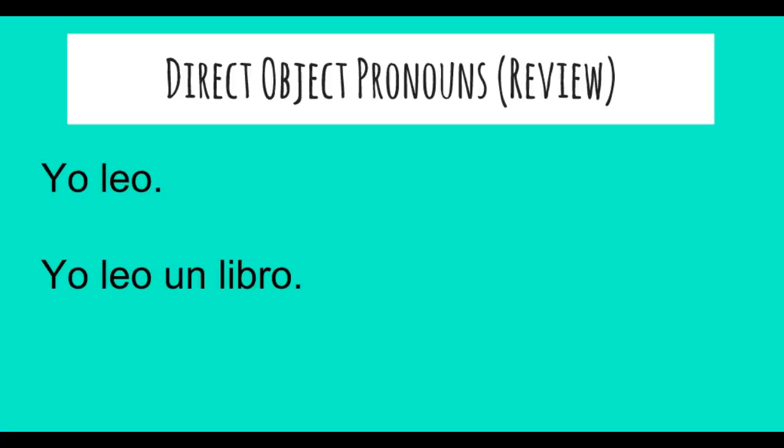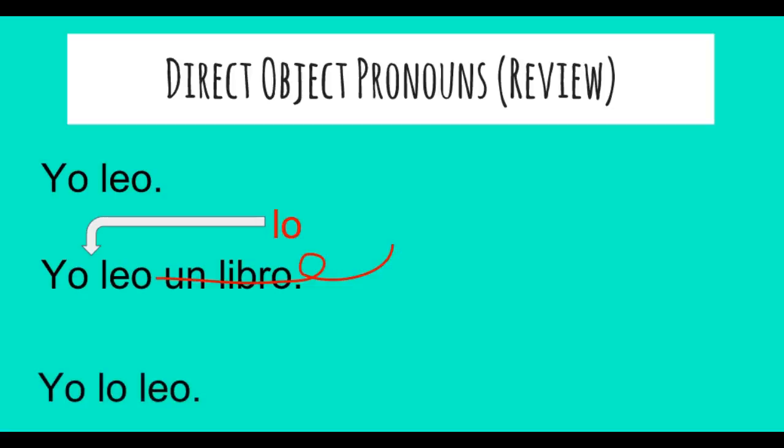Okay, so I can substitute that direct object, which right now is a noun, a book, for a direct object pronoun to say I read it. The way we need to do this is first you're going to change un libro to lo, because libro happens to be masculine. And then you also have to rearrange your sentence a little bit. So you put the word lo in front of your conjugated verb leo. So your whole sentence to say I read it would be yo lo leo.